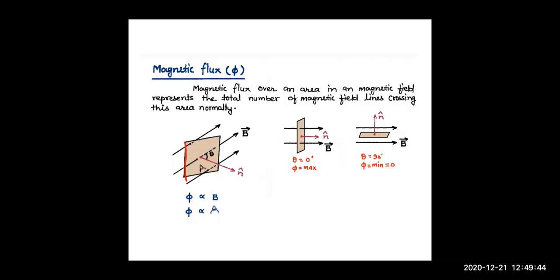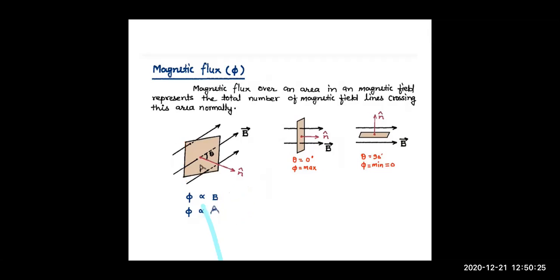So children, the magnitude of magnetic flux firstly depends upon the magnitude of the external magnetic field. The more the strength of the magnetic field, the more will be the number of magnetic field lines, and so more will be the number of magnetic field lines passing through a particular area. So flux depends upon the magnitude of the external magnetic field. Secondly, flux depends upon the area through which the magnetic field lines are passing. The more the area, the more will be the flux passing through it, right?